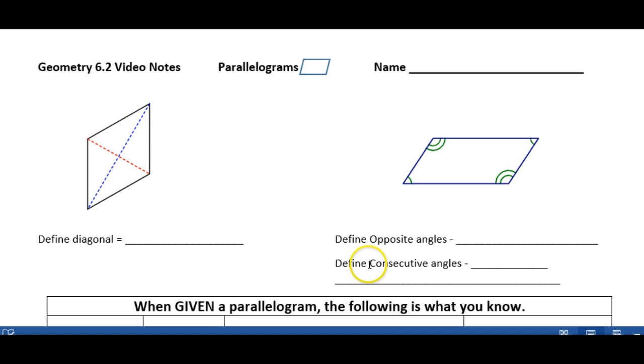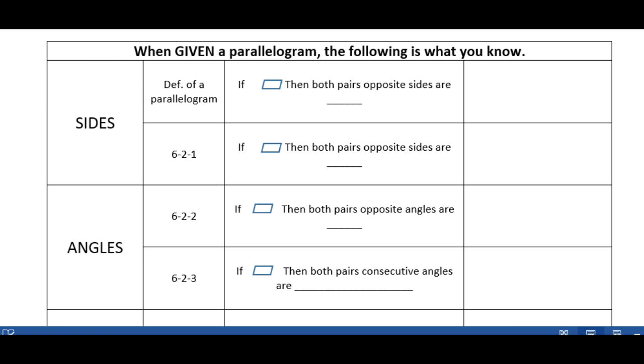And consecutive angles, consecutive means right next to each other, right? Like if you talk about consecutive numbers, they're the ones right next to each other. Consecutive angles are these two. They're the ones that if you were going around in a circle around the parallelogram, they would be right next to each other. Okay, moving down your handout.